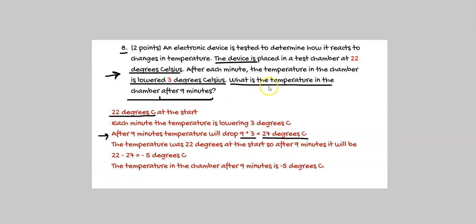Now, what is the temperature after 9 minutes? We're going to get it if we take the 22 degrees Celsius that we started with, and we will subtract 27 because the temperature dropped 27 degrees. So 22 minus 27 is negative 5, and that's going to be degrees Celsius. So the full answer is the temperature in the chamber after 9 minutes is negative 5 degrees Celsius.